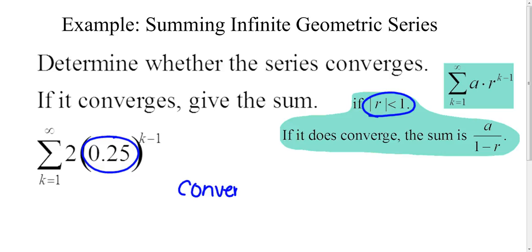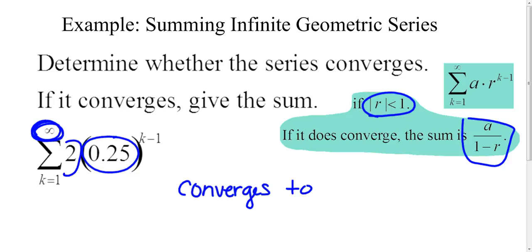If the absolute value of that ratio is greater than 1, it will not converge. And by the way, this is what you look at when this goes to infinity up here. If you have a stopping point, you don't worry about whether it converges or diverges. But if it goes to infinity, you do worry about whether it converges or diverges. So if that r is greater than 1, it's going to diverge. If it's less than 1, it's going to converge, and it will converge to a over 1 minus r.